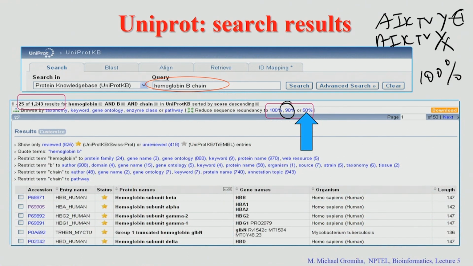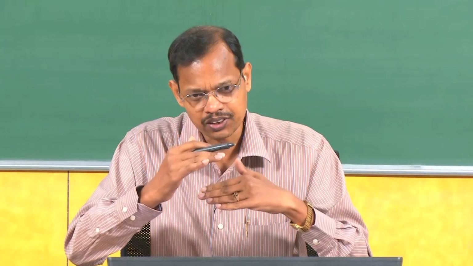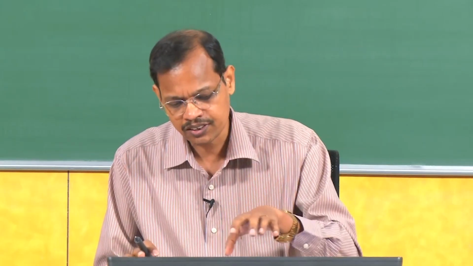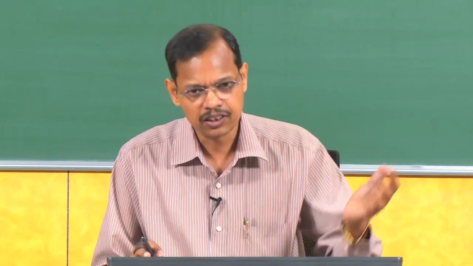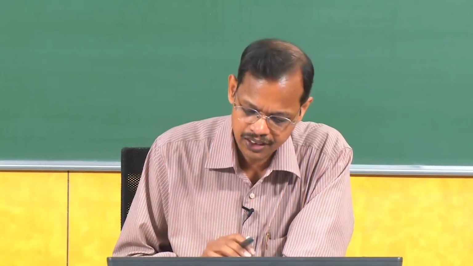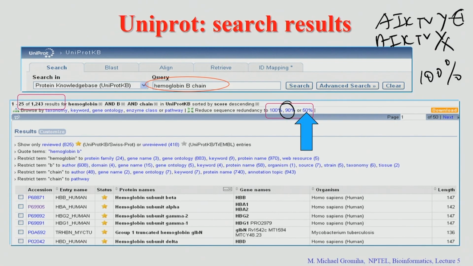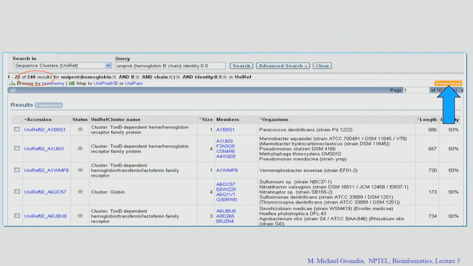So, also you can get the reduced redundancy up to 50%. They will check the two sequences and see the identity. If it is more than 50%, they just keep one and discard the others. How to reduce this redundancy, I will explain in the subsequent classes, right. So, you can get that. Now currently we got 1243 results. When you look into this specific redundancy, now you can get 240 results. So, here we use the identity of 0.5.